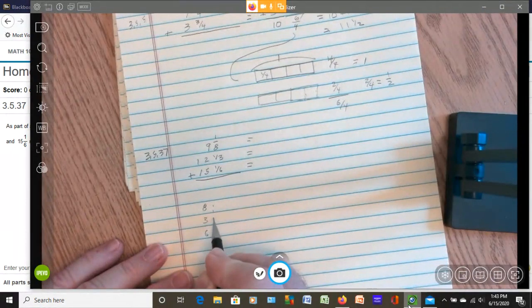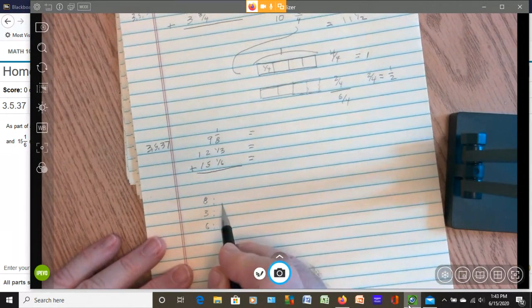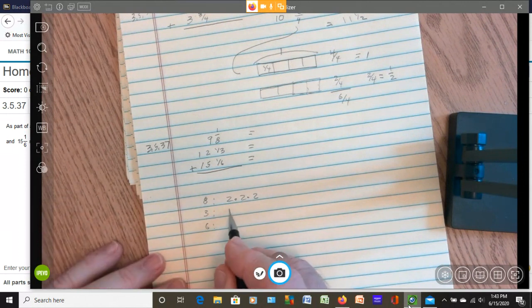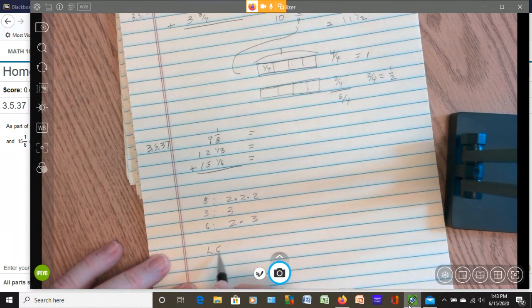I'm just writing them down. And so all I'm going to do now is say, well, what's the prime factorization of 8? 2 times 2 times 2. What's the prime factorization of 3? Well, just 1 times 3. What's the prime factorization of 6? 2 times 3.